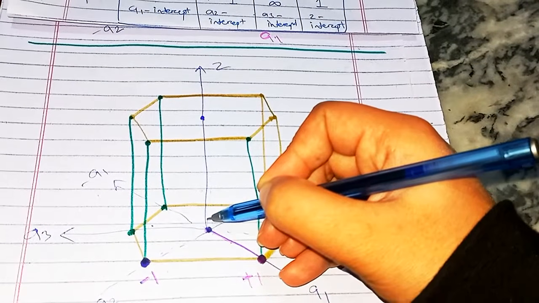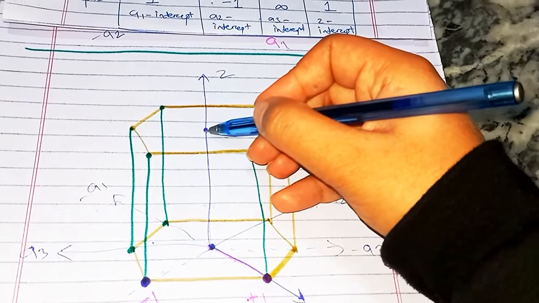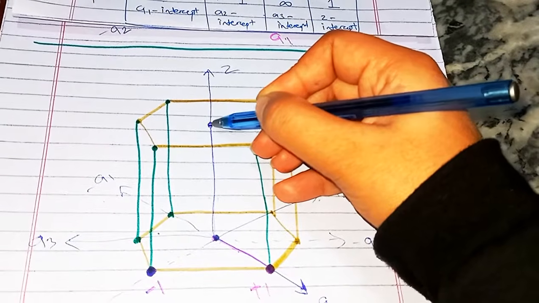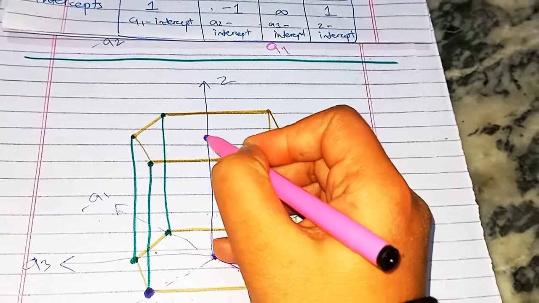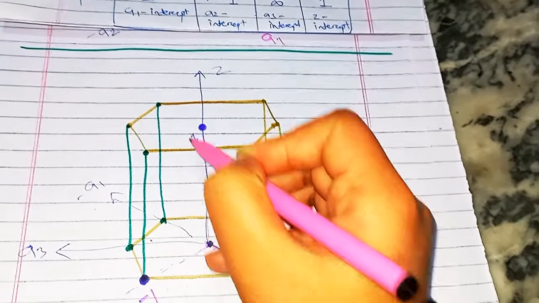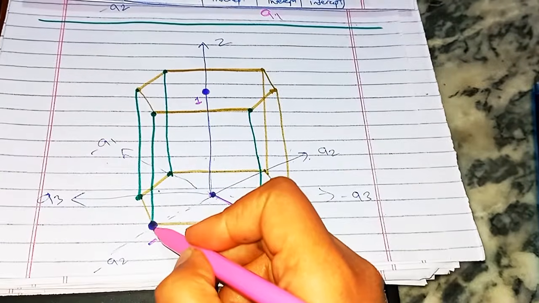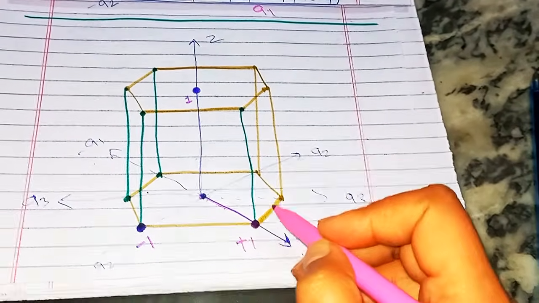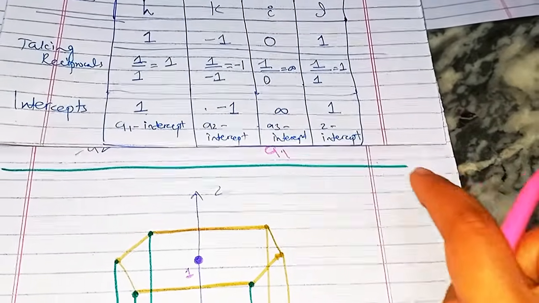So we'll move vertically upward and we'll stop when the corner is reached, and the corner is at the centermost point. So this point is a point on the plane. This is positive 1. This is a point on the plane, this is a point on the plane, and this is a point on the plane. We have got 3 points on the plane, and we have A3 intercept as infinity.